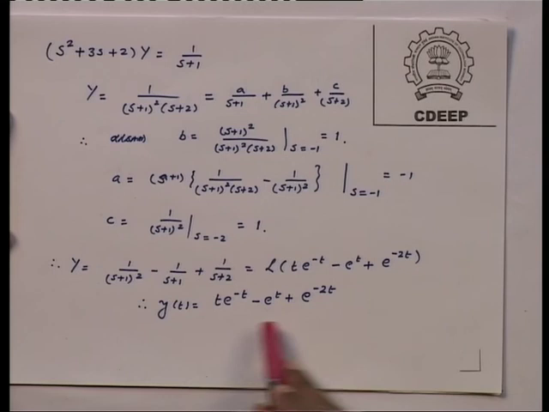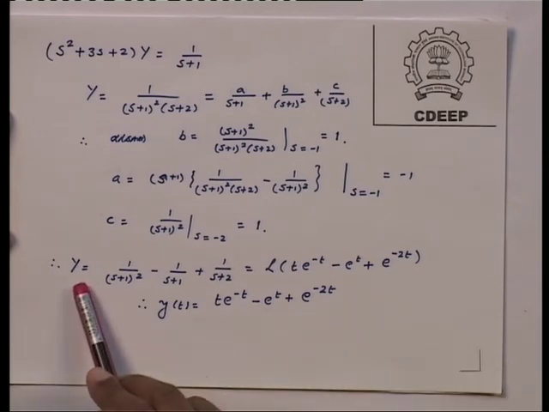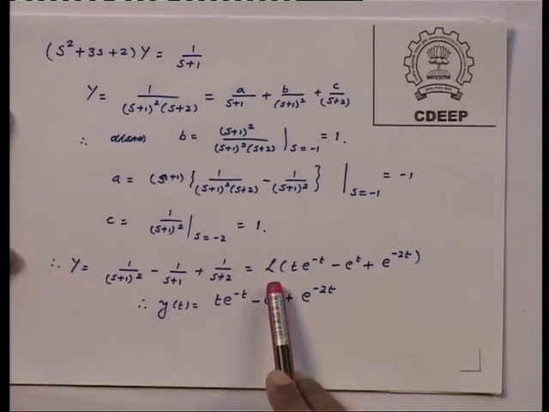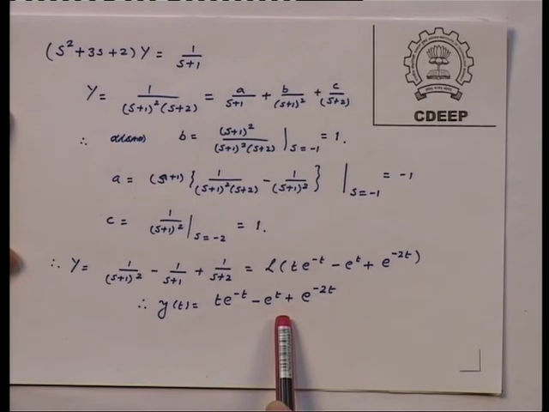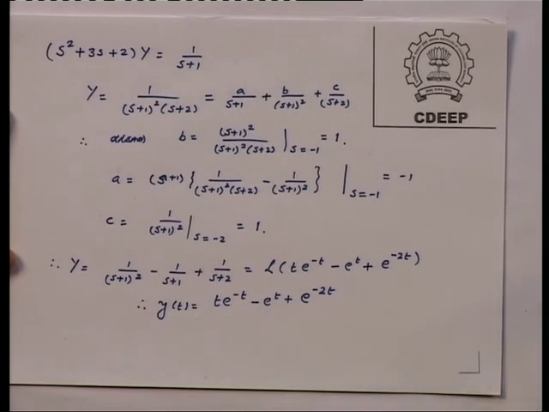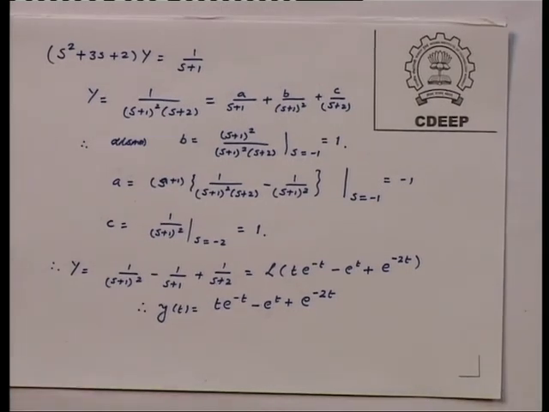So now use the uniqueness theorem, right. Capital Y is what? Laplace of little y. Laplace of little y is Laplace of this expression, so little y must be this expression over here, correct. So you use the uniqueness theorem. So the solution is exactly t e to the power minus t minus e to the power minus t plus e to the power minus 2t.